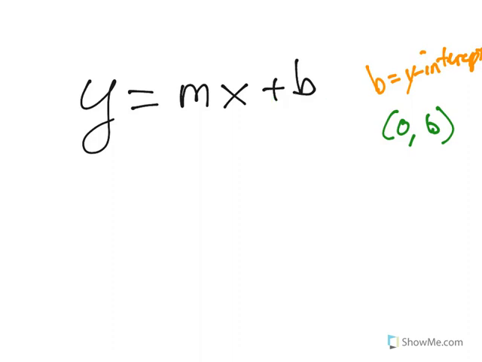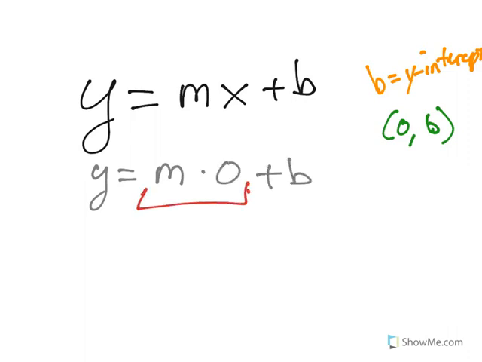And it works because if I would plug 0 in for x in this equation, so y = m, which is our slope, times 0 plus b. What is 0 times anything? It doesn't even matter what the value of m is. What is 0 times anything? Just 0. So that would give me 0 + b, which is just b. So that's how we can tell the y value is just b.